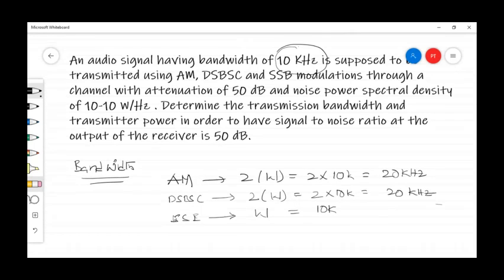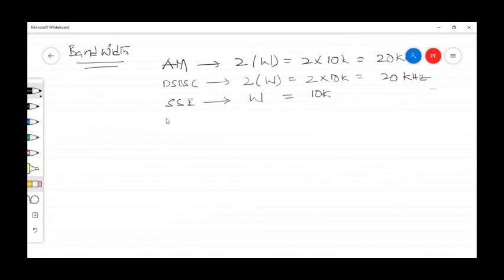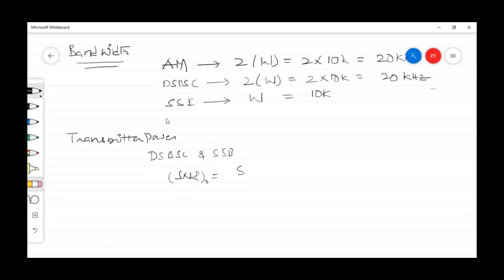Now let us see the case of transmitter power. For that, we consider DSB-SC as well as SSB. In these two cases, what is the expression for output SNR? Output SNR equals the input signal power, that is the signal power at the input of the receiver, divided by eta W. This is the expression for output SNR in both cases, DSB-SC and SSB. And this is equal to how much in our problem?